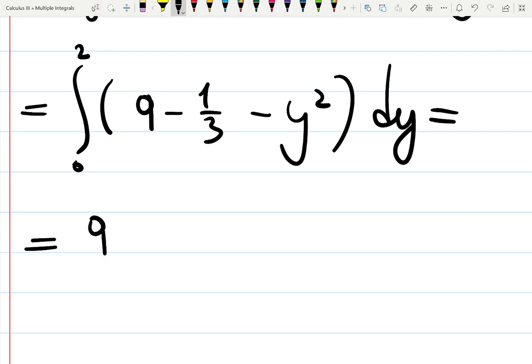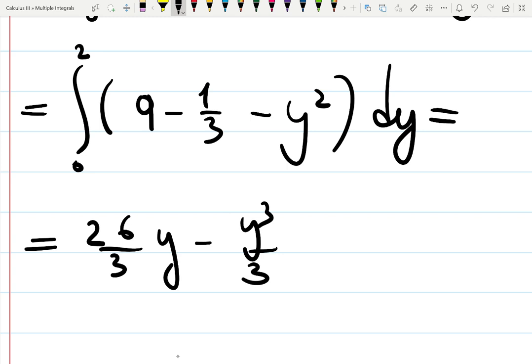With respect to y, 9 becomes 9y. Well, I actually could just add up those two numbers, right? Yeah, that would be smarter. So you will have 26/3, yeah? 26/3 y minus y cubed over 3. A bar, you don't even have to put brackets. Or if you want, you can put brackets. Let's stay consistent, so put a bar from 0 to 2. Now, you don't have to write down y equals 0 and y equals 2 because it's only a one-dimensional integral. There are no other variables going on. So you see, that's why I'm not doing that.